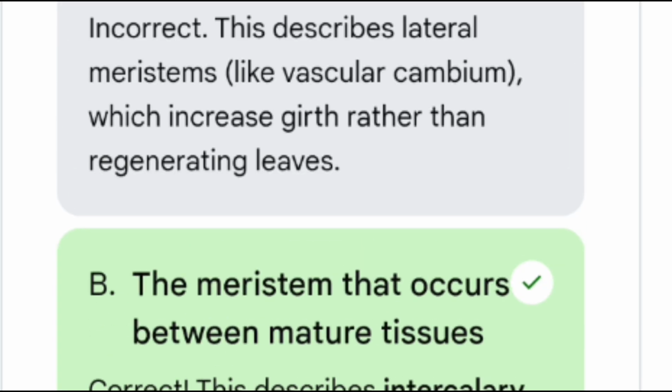And why is the meristem that occurs in mature region of woody axis not true? Because this describes lateral meristem like vascular cambium, which increases the girth rather than regenerating leaves.